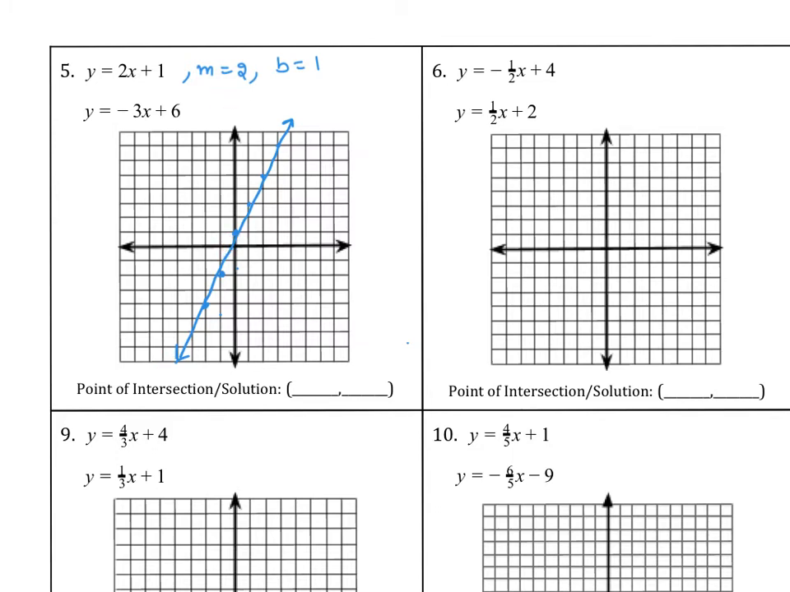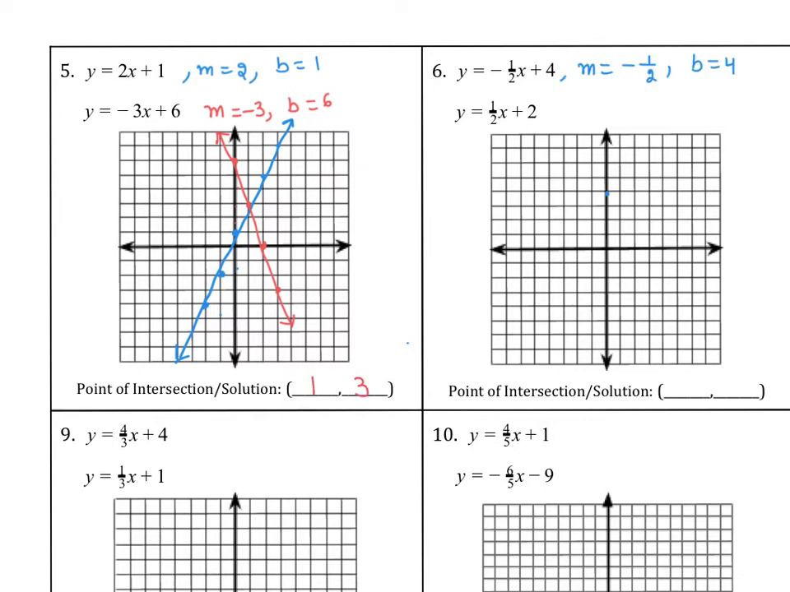The next line is y equals negative 3x plus 6, where the slope is negative 3 and the y-intercept is 6. For the second line, you start from 6 and the slope is negative 3 over 1. So you go down 3 over 1, down 3 over 1, down 3 over 1, and you get the point of intersection, which is the point 1 comma 3. So the point of intersection is your answer: 1 comma 3.